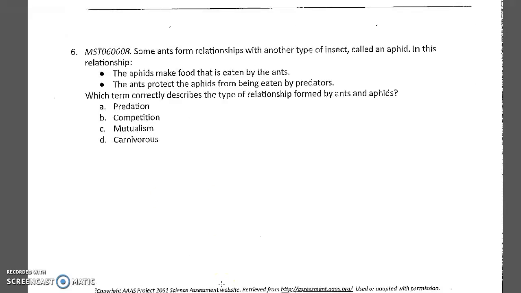Number 6. Some ants form relationships with another type of insect called an aphid. In this relationship, the aphids make food that is eaten by the ants. The ants protect the aphids from being eaten by predators. Which term correctly describes the type of relationship formed by ants and aphids? A. Predation, B. Competition, C. Mutualism, or D. Carnivorous?